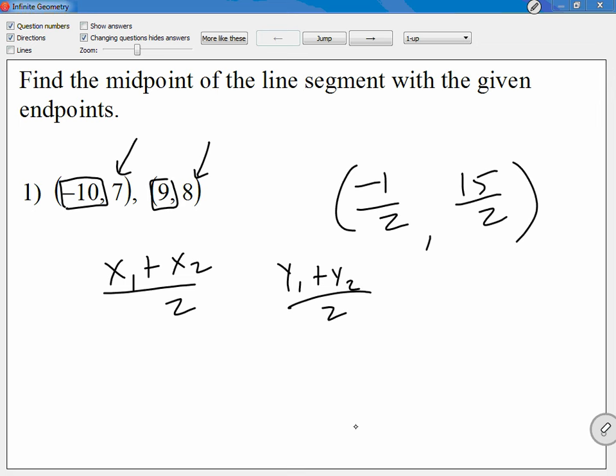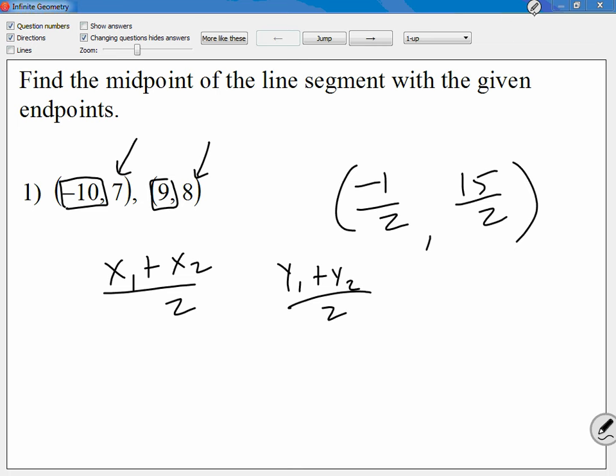Add those. What's 7 plus 8? 15 over 2. So for the x value, add the x's over 2. For the y value, add the y's over 2. Once again, any other questions for those 4?